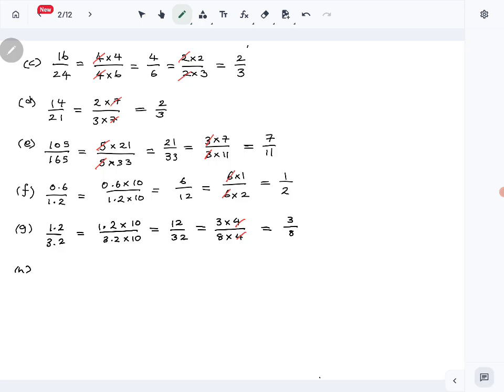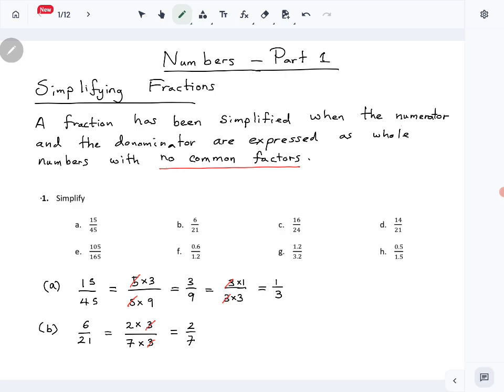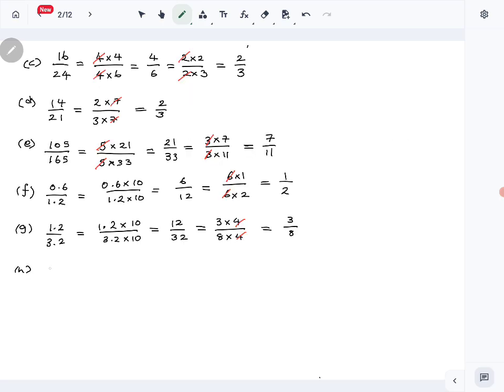Right. Then the last one, let's see. Last one, 0.5 over 1.5. So again, convert this into whole numbers. So multiply by 10. 1.5 into 10. So 5 over 15.